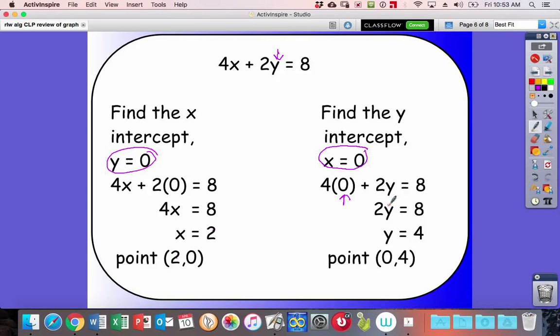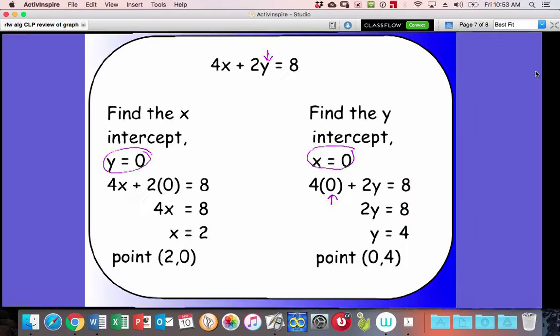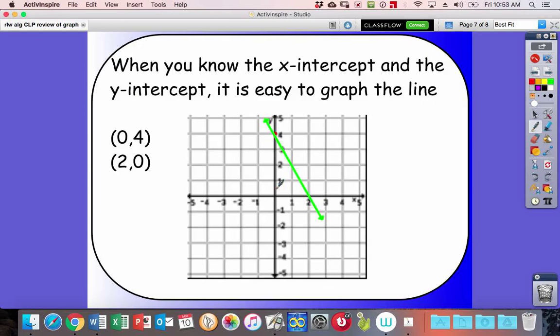Then I want to solve for y. So I divide by 2 on both sides, and I have y is equal to 8 divided by 2, which is 4. Now I have the point: I set x equal to 0 and y is equal to 4. I now have 2 points and I can graph the line. If I come over here, I have (0, 4), x is 0, y is 4, and x is 2, y is 0. I have my 2 points, take my straight edge out, and I have my line.